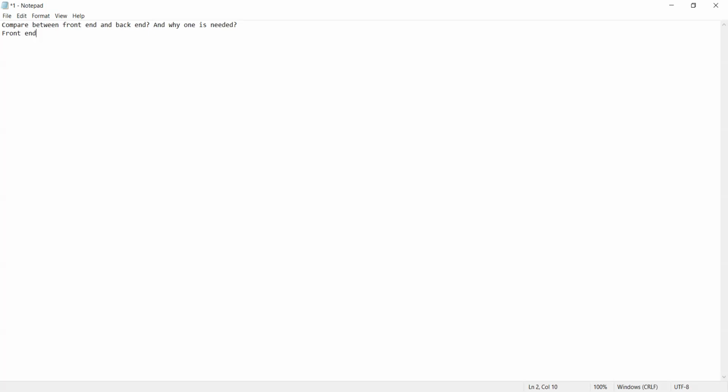Yeah, so front end would be the processing that's done along with or immediately after the input, and then back end is the processing that's done afterwards.